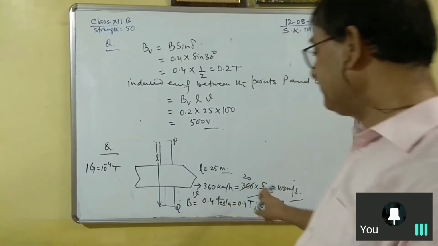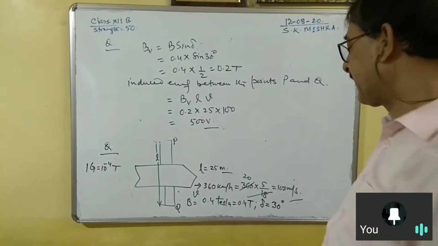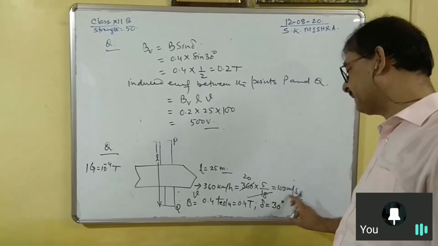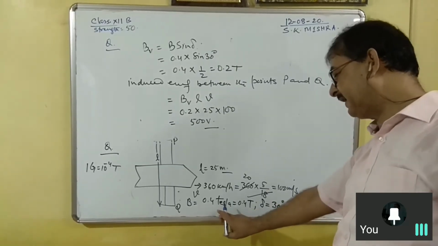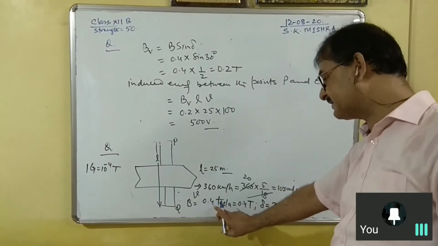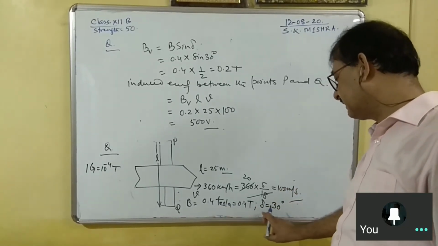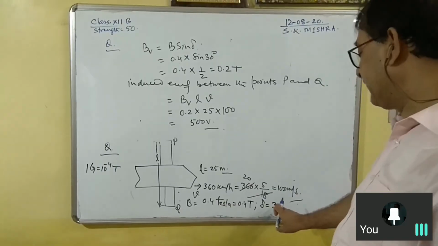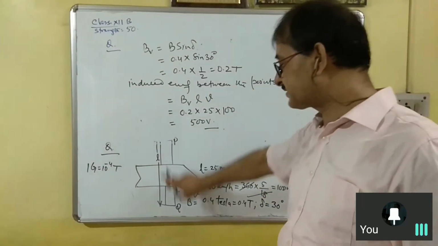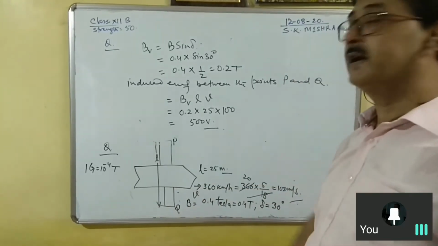If it is moving with a velocity 360 km per hour, 360 into 5 by 18, convert this into meter per second, and then the magnetic field at that place is Earth's magnetic field, 0.4 Tesla, and delta, the dip angle at that place, is 30 degree. So then what is the induced EMF across the ends of the wing? This way you can calculate it.